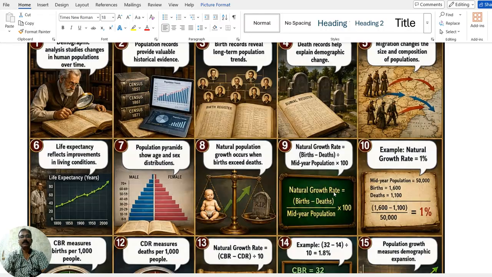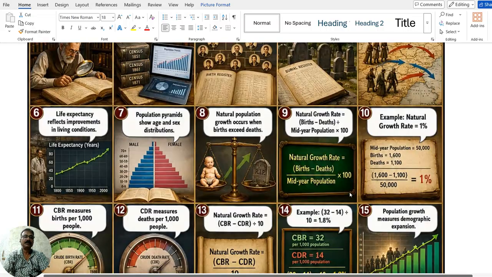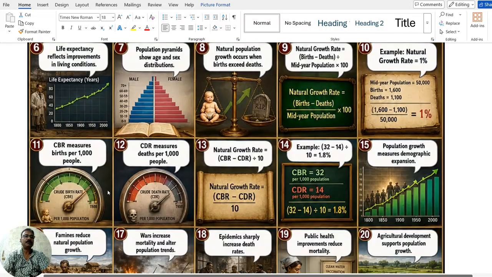Okay, so the formula for natural growth rate is: number of births minus number of deaths, divided by mid-year population, times 100. For example, a natural growth rate of 1% means the mid-year population is 50,000. Hypothetical data: births are 1600 and deaths are 1100 in one particular nation. So the natural population growth is 1%. Births minus deaths divided by mid-year population. Hypothetical data.